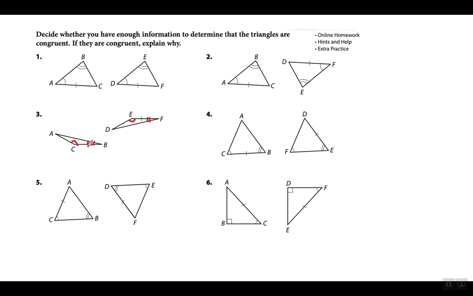The side in between them has one line, and the side in between these has one line. So yes, they are congruent by angle, side, angle. If you write AAS, that's going to be wrong, because it's not AAS. When it's the side in between the 2 angles, it's angle, side, angle. Angle, side, angle. All right?